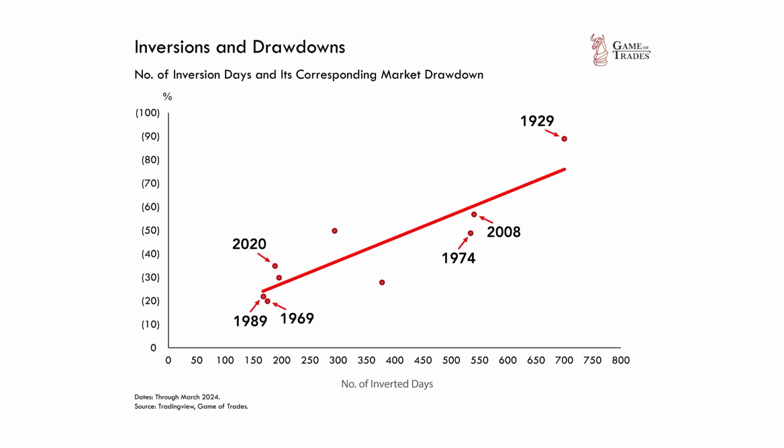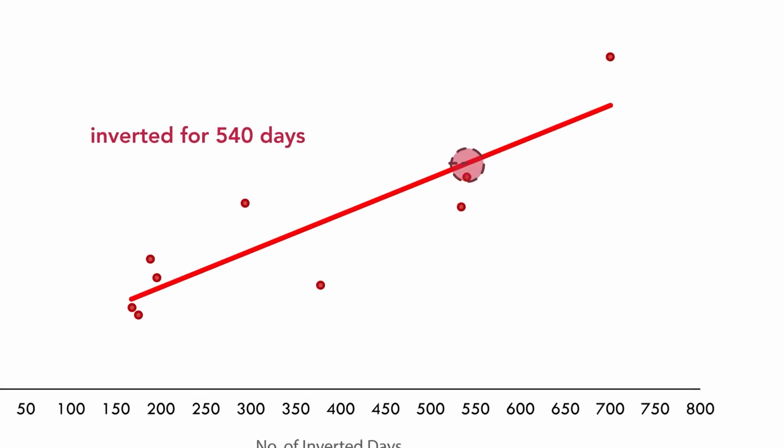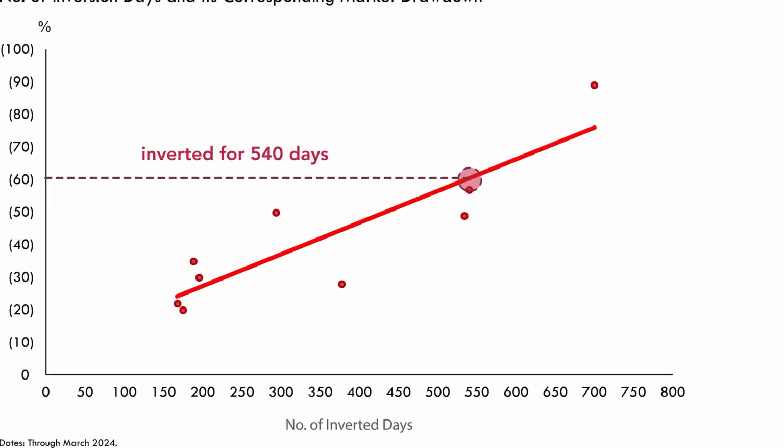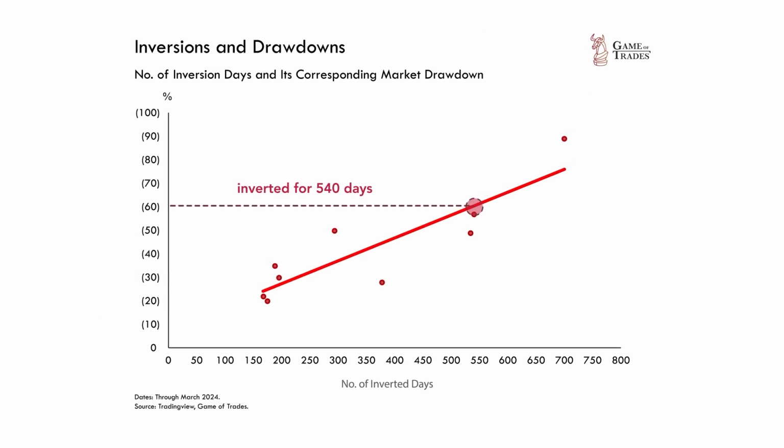Now, of course, there are only 8 episodes to look at, and that is not enough data to really have 100% confidence in any type of trend. The yield curve today has been inverted for 540 days, which puts us right around the 1974 and 2008 episodes. This is one of the key reasons why we are expecting the next bear market to be quite severe.